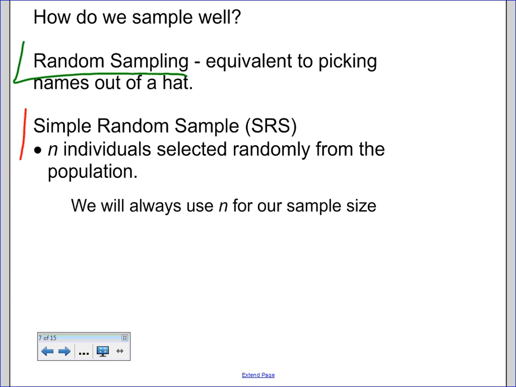A simple random sample is where we have an n number of individuals selected randomly from the population. The key, and we will use the acronym SRS, and this is an accepted acronym on the AP exam. So if you write SRS, they know you mean simple random sample. And the key to a simple random sample is that everybody in the population has to have the exact same chance of being selected.